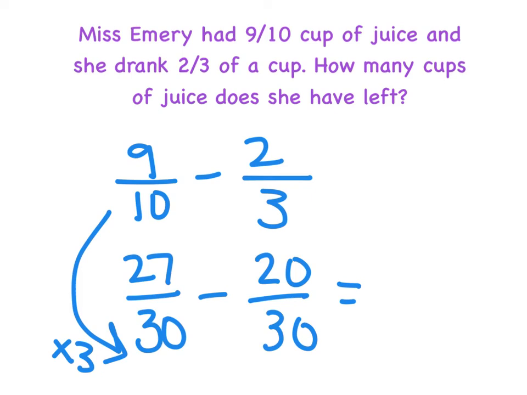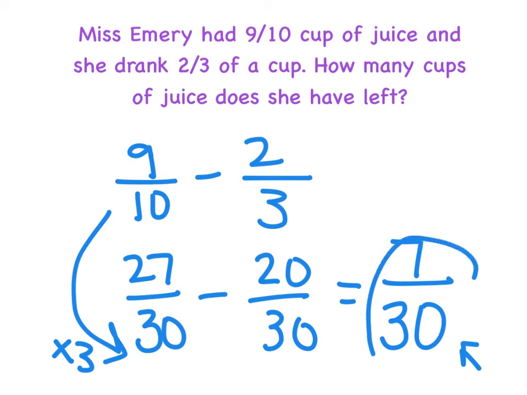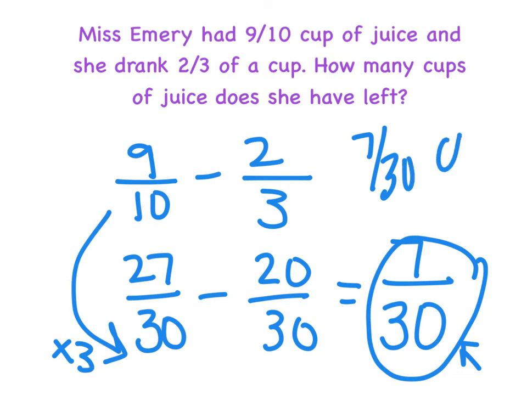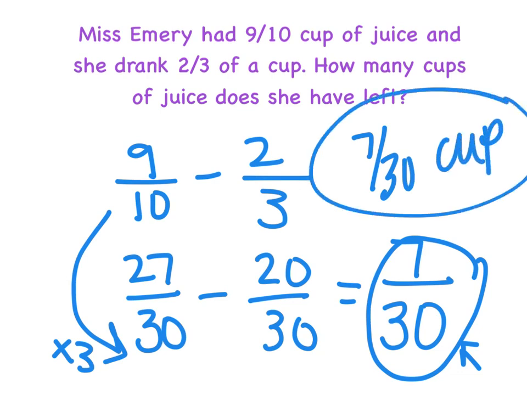So now I just subtract the top numbers. 27 minus 20 is 7. And keep the denominator, 30. Since 7 is a prime number, that means that the only things that go into 7 are 1 and 7. Since 7 doesn't go into 30, the only common factor these two numbers have is 1, which means that it's in simplest form. So I have 7/30 of a cup of juice left.